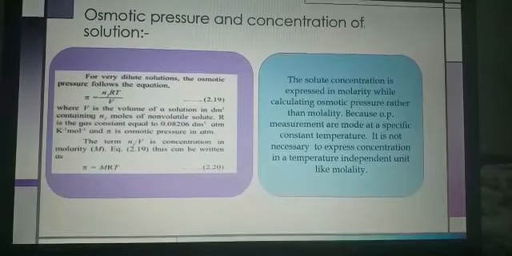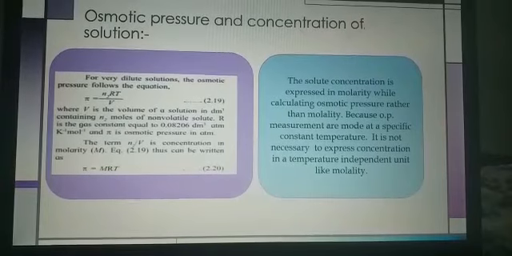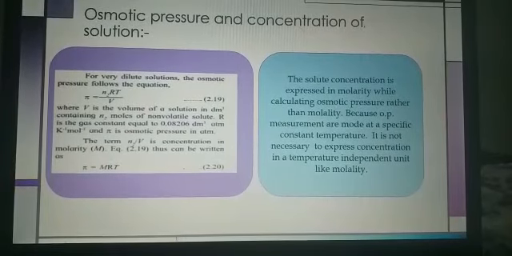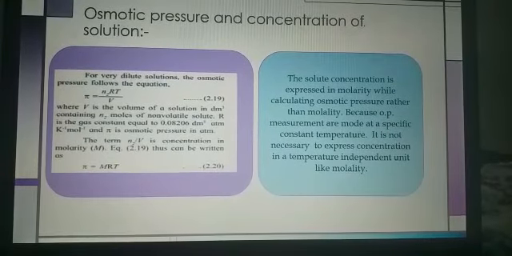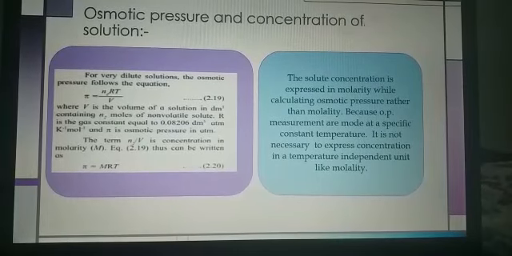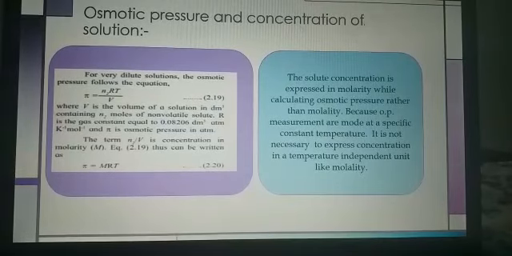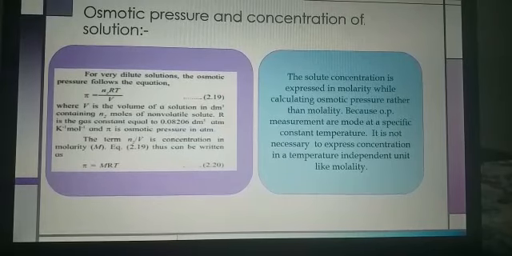Now the next and most important topic is osmotic pressure and concentration of solution. Just now we learned the types of solution based on osmotic pressure. For a very dilute solution, which contains very little solute and more solvent as water, the osmotic pressure follows the equation pi = n2RT/V, where V is the volume of solution in dm cube, containing n2. n2 means what? Moles of non-volatile solute, which we learned in Raoult's law.